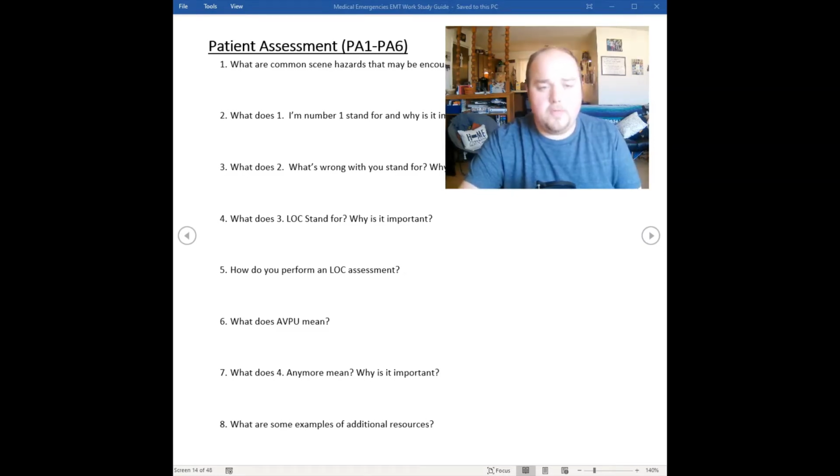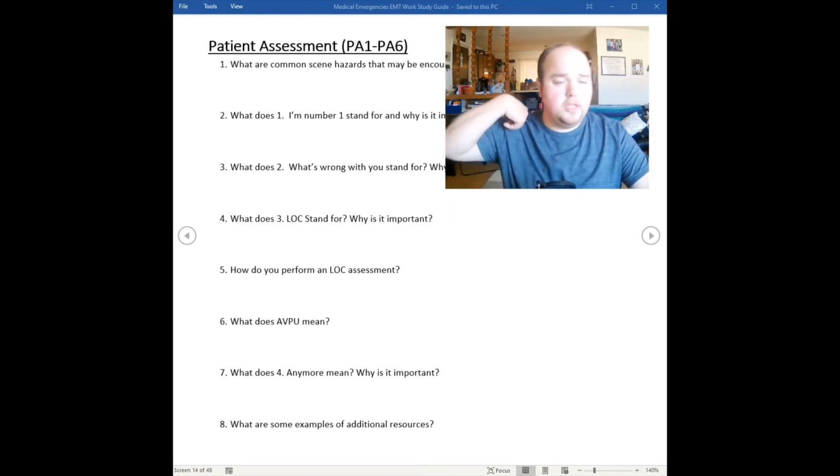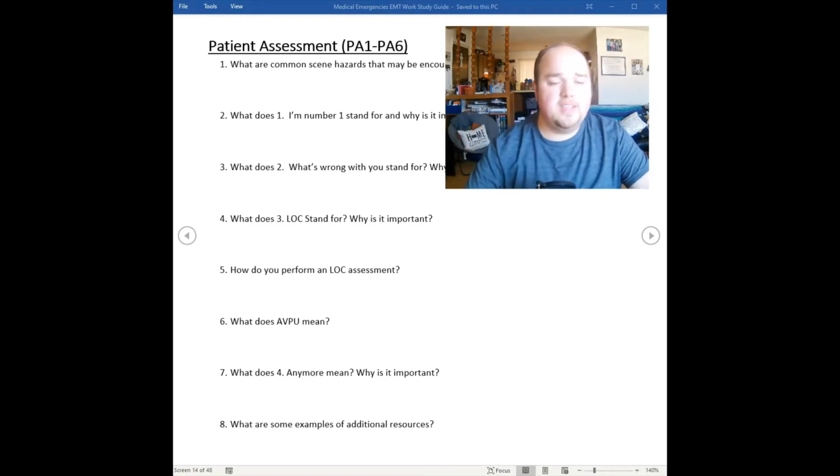How do you perform AVPU? Well, what does AVPU mean? Well, it's what I just talked about: alert, verbal, painful, unresponsive. When you're doing verbal, you need to use some type of verbal phrase. Hey, are you okay? For painful, we need to use some type of painful response, from a sternum rub to maybe pinching the shoulder, pinching the finger, to see if we elicit a pain response or if they're completely unresponsive.